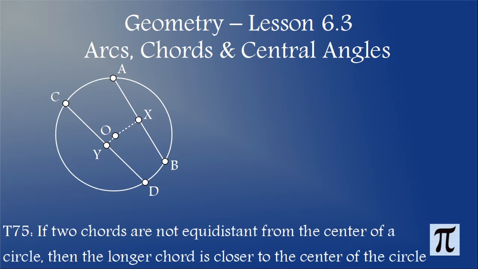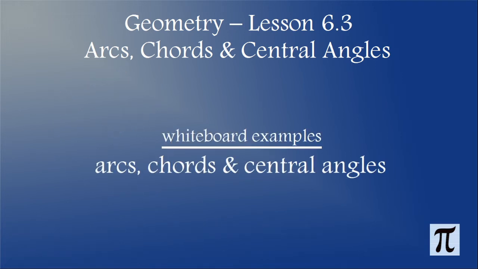Theorem 75. If two chords are not equidistant from the center of the circle, then the longer chord is closer to the center of the circle, which is kind of the inverse of what we just saw. Let's jump over to the whiteboard and do some examples.